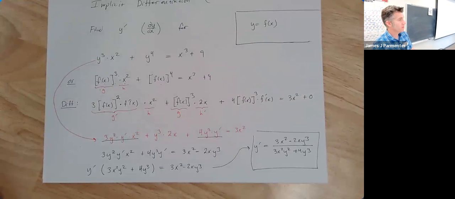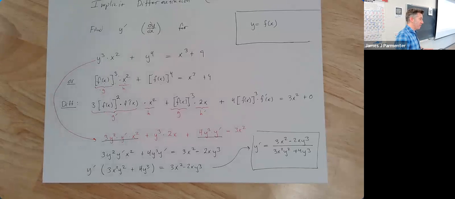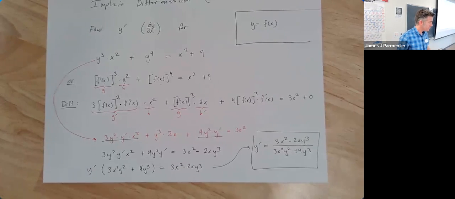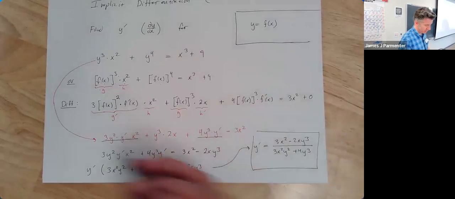So the idea with implicit differentiation is that we are thinking of y as a function of x. We're not able to explicitly write y as a function of x. It's implied that y is a function of x, but we can't actually write it out as one. So this is kind of the gist.